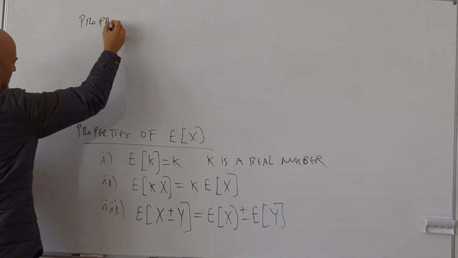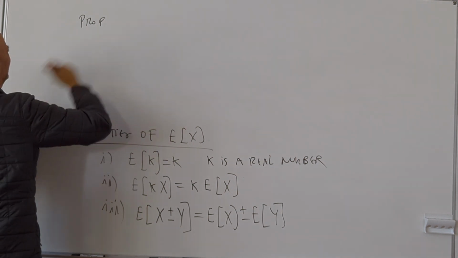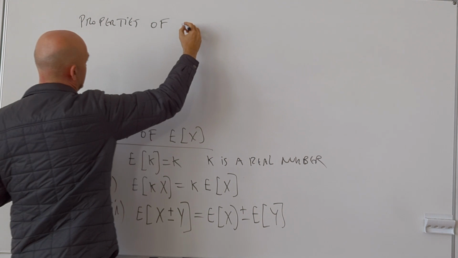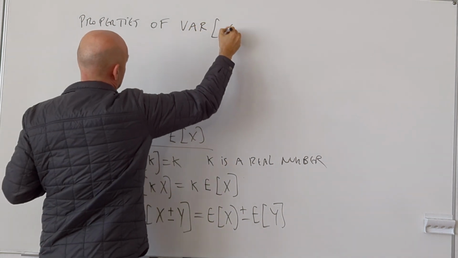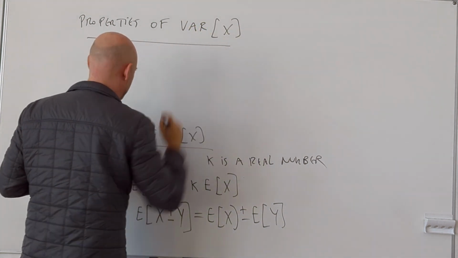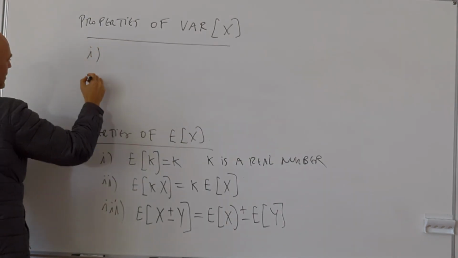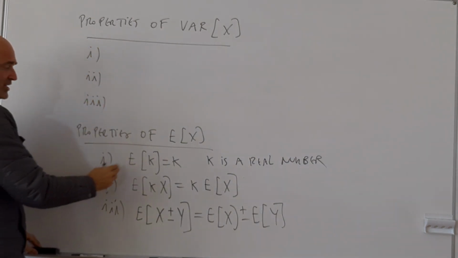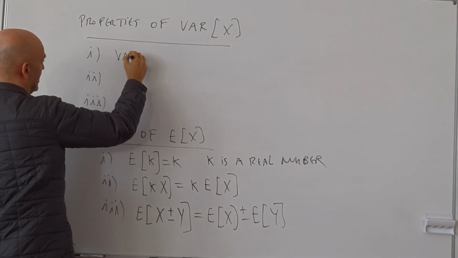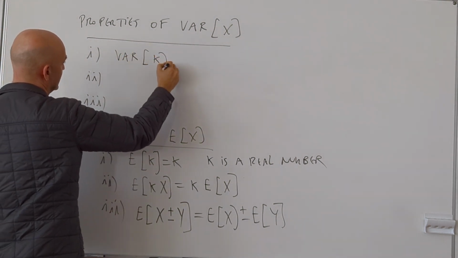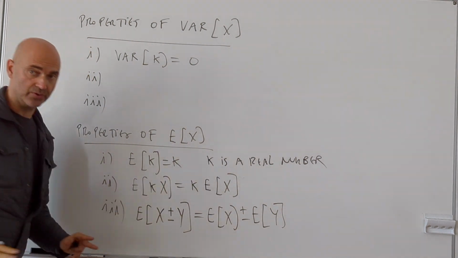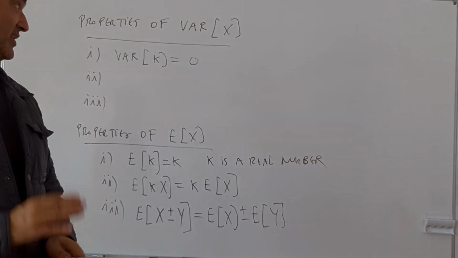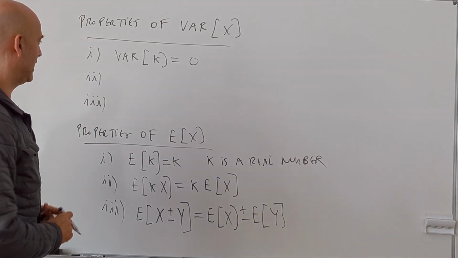Properties of variance. So I will put here also 3. The first is the variance of k. The variance of a real number is equal to 0, because we don't have variation. The number is always the same.